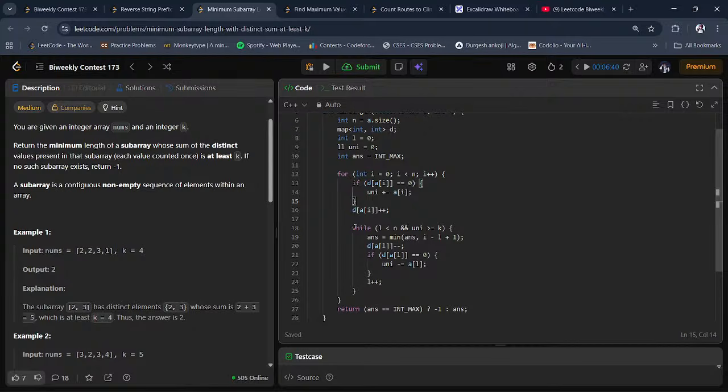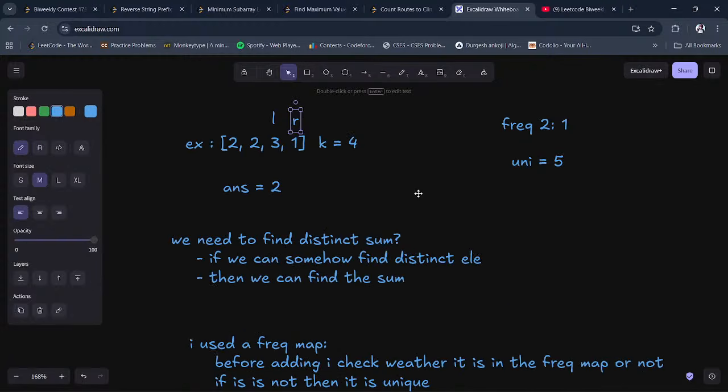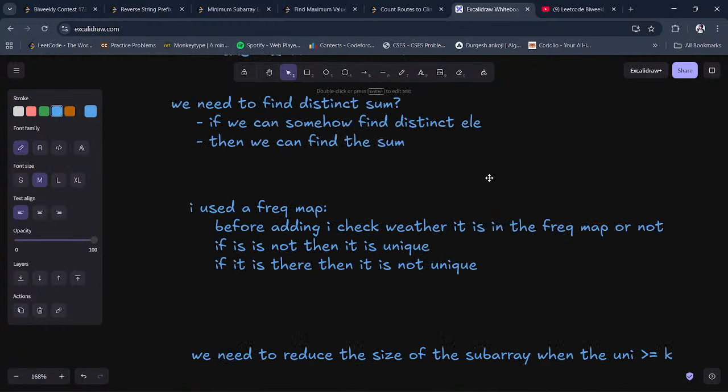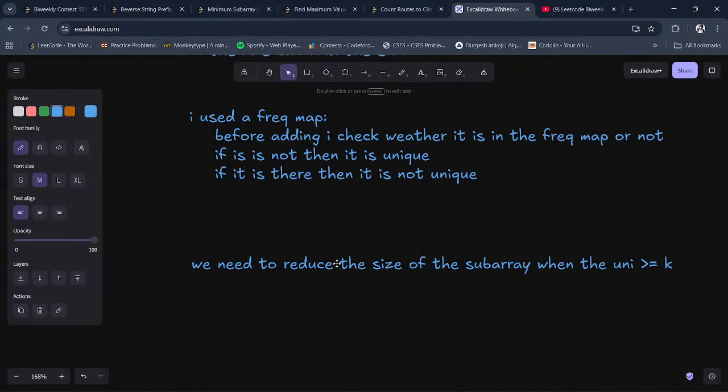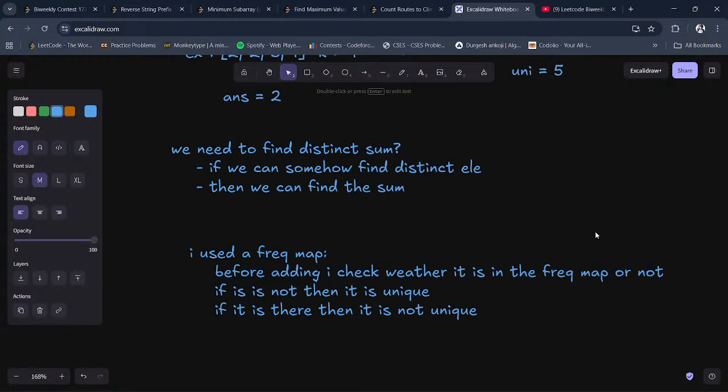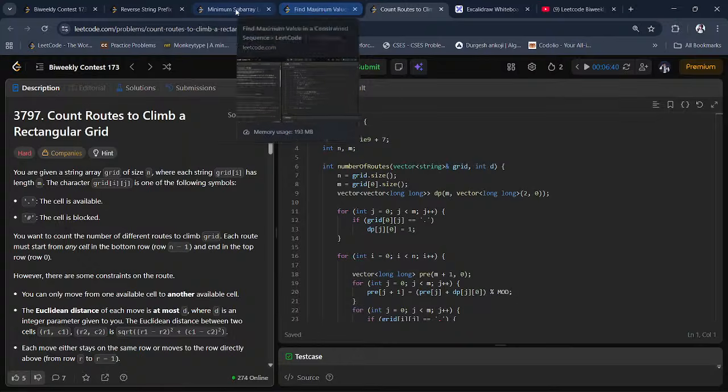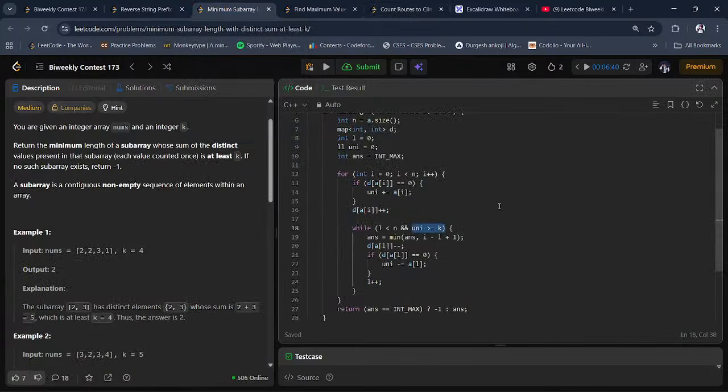Then I'm incrementing L. Why do I need to increment L? Because we need to find the minimum subarray, right? When I increment L, whenever the unique sum is greater than or equal to k. This makes sense, right? Because I told you here. We need to reduce the size of the subarray when the unique sum is greater than or equal to k. Why are we reducing? Because we need to find the minimum subarray length.